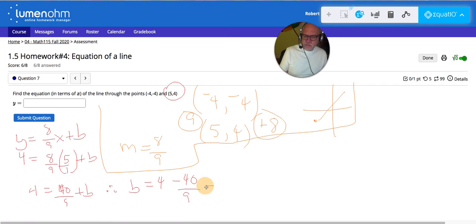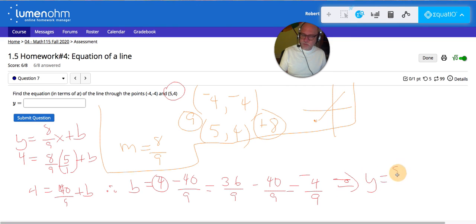All right, I'm going to assume you know how to do this. I'm going to convert this fraction on the left. That's the same thing as doing 36 over 9, because 36 divided by 9 is 4. Minus 40 over 9, that's going to give you negative 4 over 9. Okay, I'm not thrilled about that, but it is what we get. So we end up with, altogether now, y is equal to 8 over 9x minus 4 over 9. It's not pretty, but I think it's right.